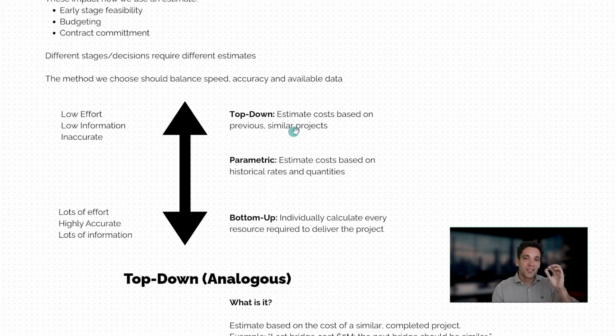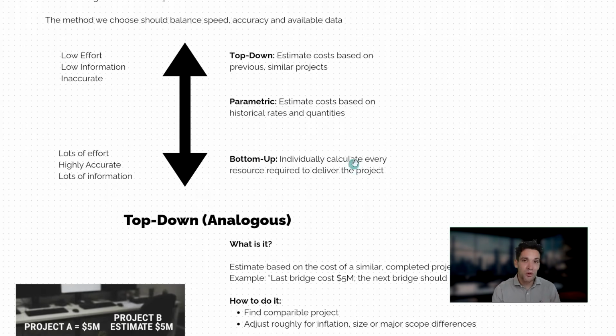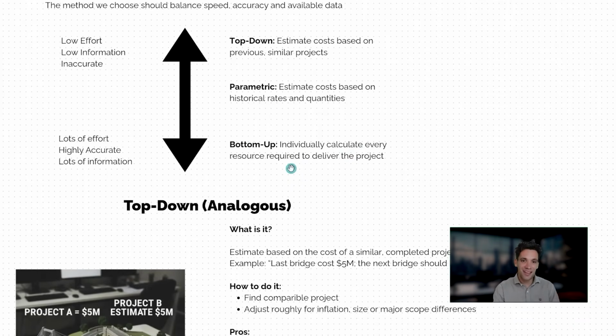So a top-down estimating approach is where we estimate costs based on previous similar projects. This is the least effort, doesn't require much information, but it's also going to have a lot of variability. We've then got parametric estimating, where we estimate the costs based on historical rates and quantities, but we don't break things down into a lot of detail. And we've got bottom-up price, where we individually calculate every resource required to deliver the project, which is what we should be doing before we sign a contract.